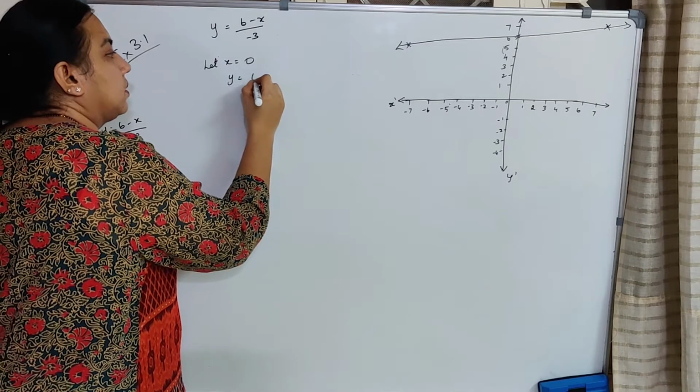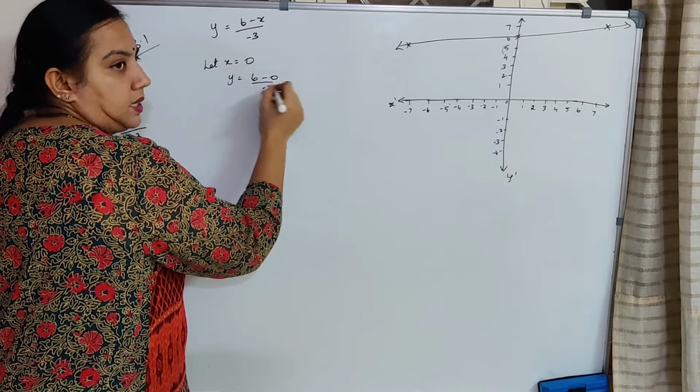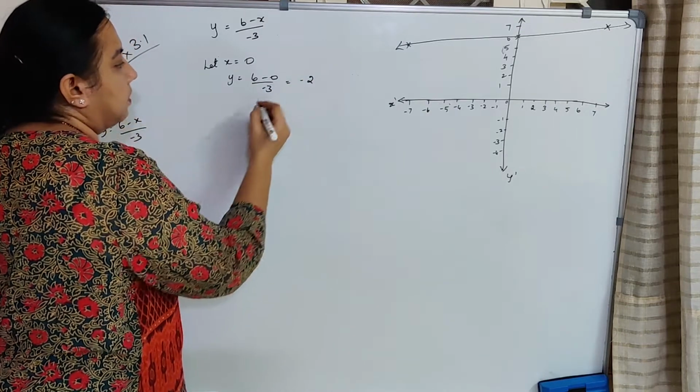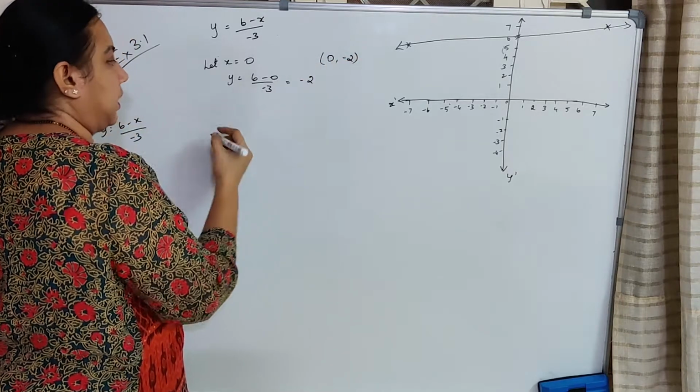So y is equal to (6 minus 0) by minus 3, and that becomes 6 by 3, which is 2. But minus is there, so minus 2. So the point will be (0, minus 2). This is the first point.